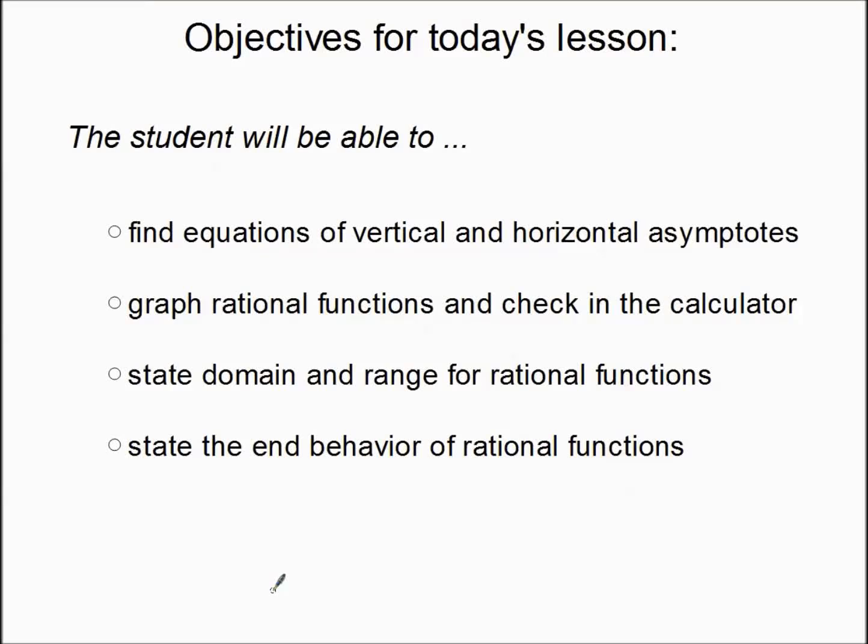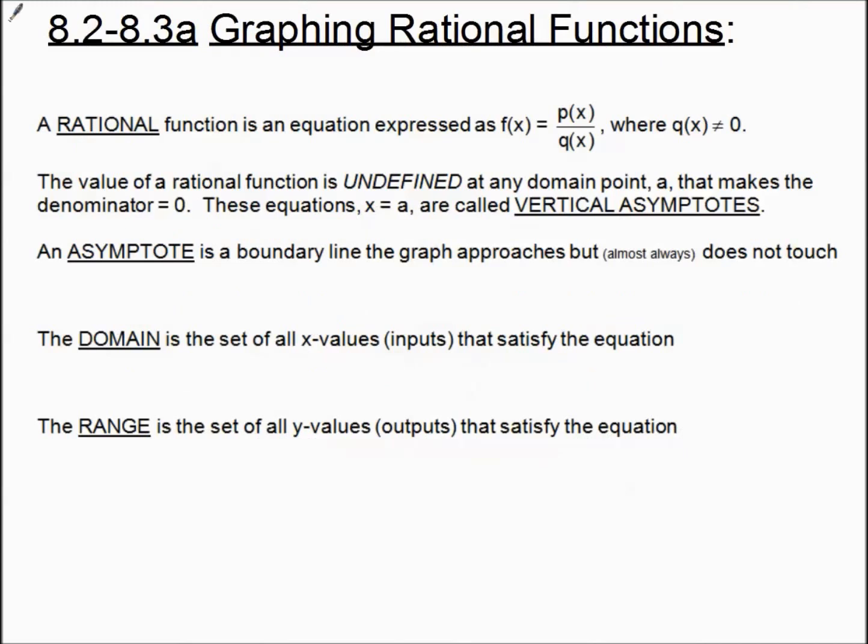In this first tutorial, we will be able to attack all four of these objectives. We will find the equations of vertical and horizontal asymptotes. We will graph our rational functions and be able to check them in the calculator. We will state the domain and range for our rational functions, and we will state the end behavior for our rational functions. So we are in sections 8.2 and 8.3 in our textbook, at least the first half.